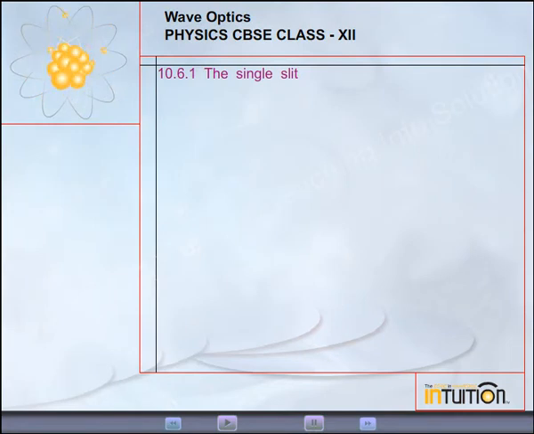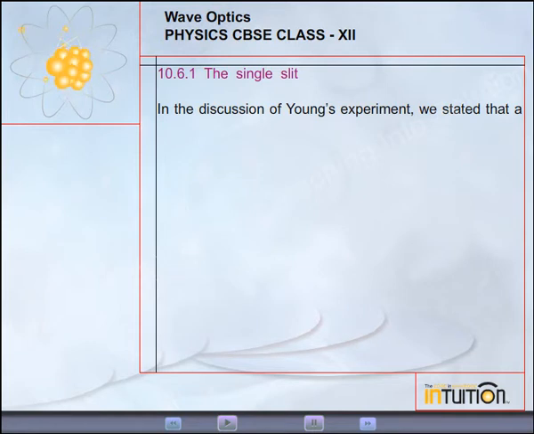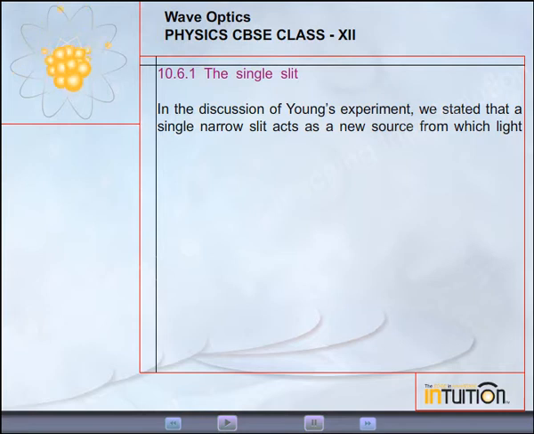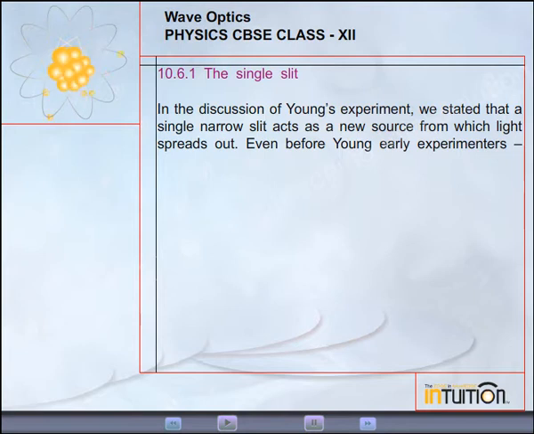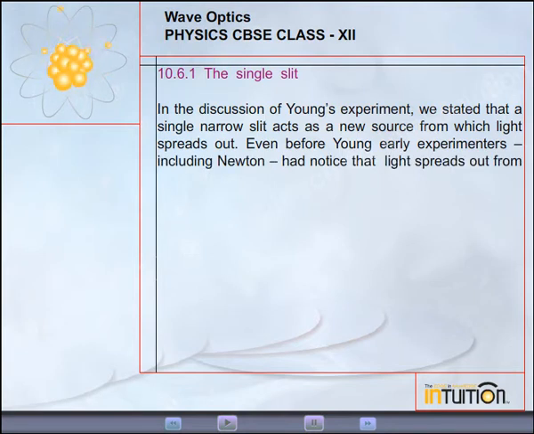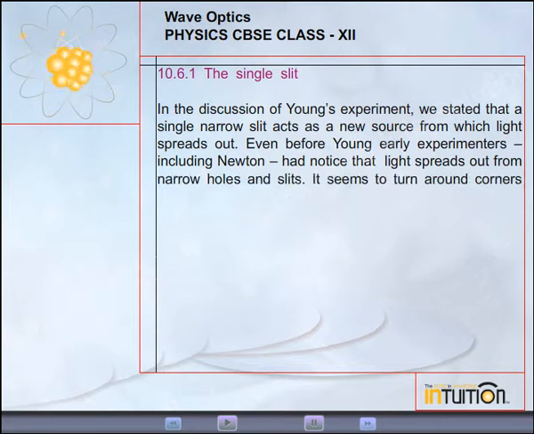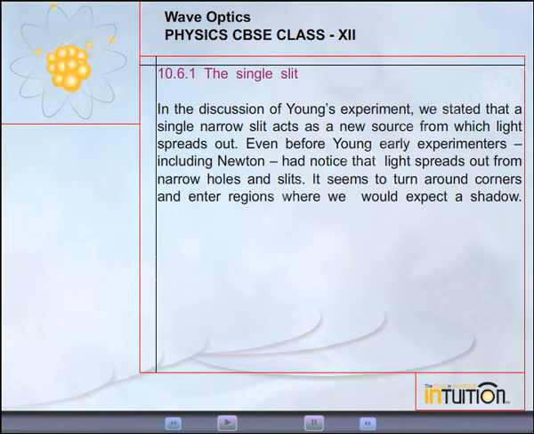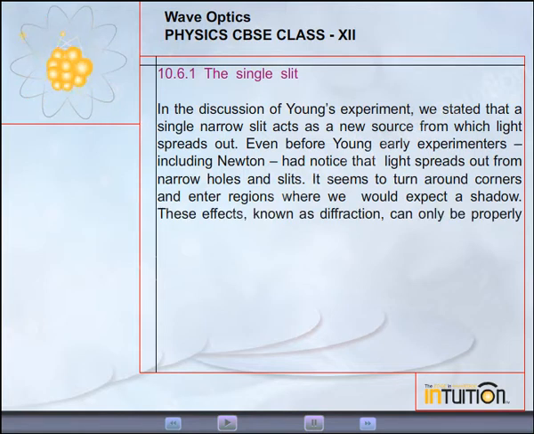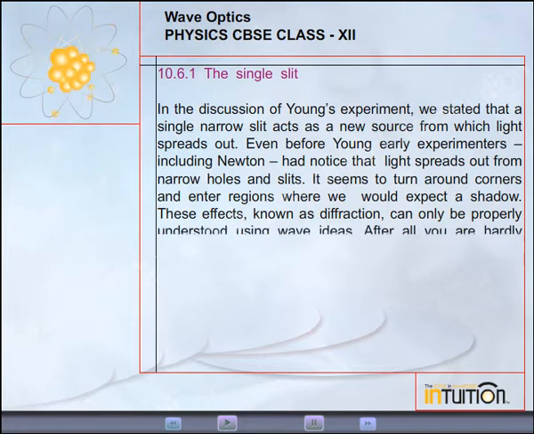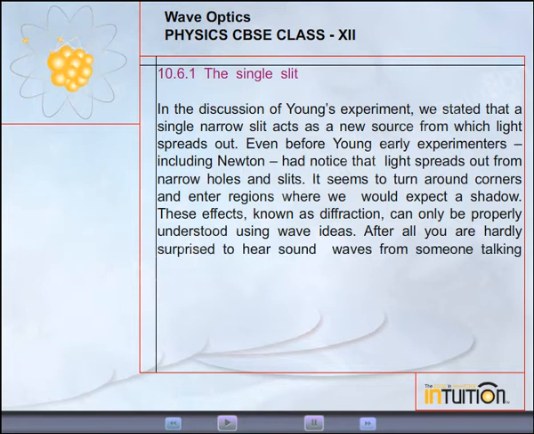10.6.1. The single slit. In the discussion of Young's experiment, we stated that a single narrow slit acts as a new source from which light spreads out. Even before Young, early experimenters, including Newton, had noticed that light spreads out from narrow holes and slits. It seems to turn around corners and enter regions where we would expect a shadow. These effects, known as diffraction, can only be properly understood using wave ideas. After all, you are hardly surprised to hear sound waves from someone talking around a corner.